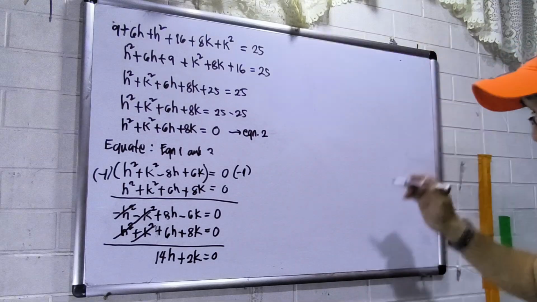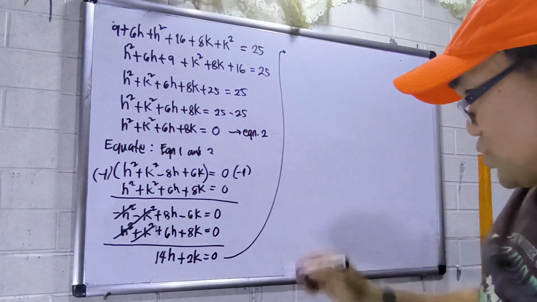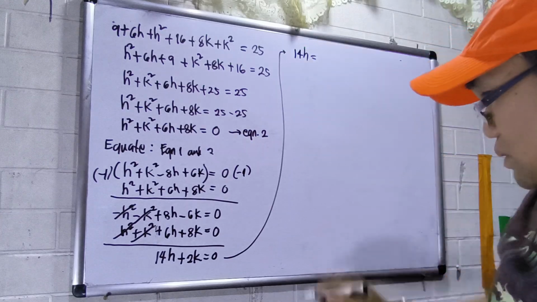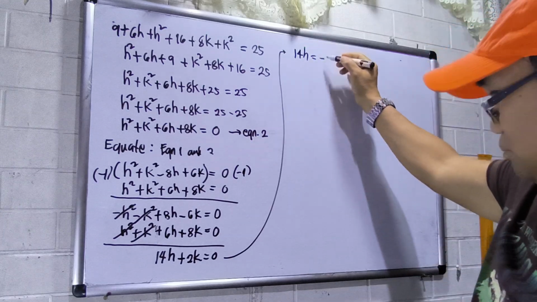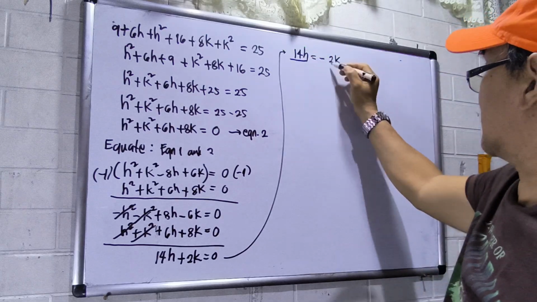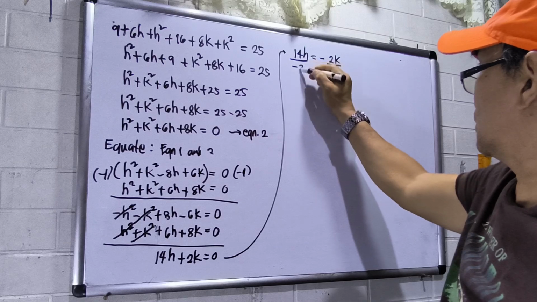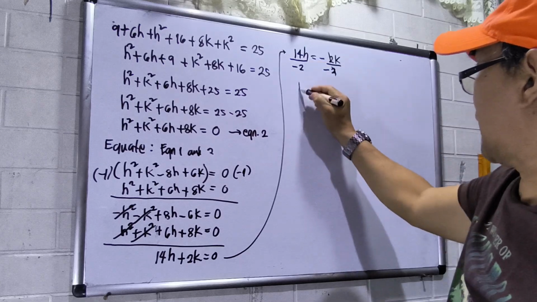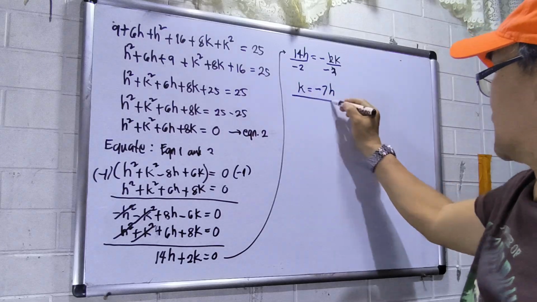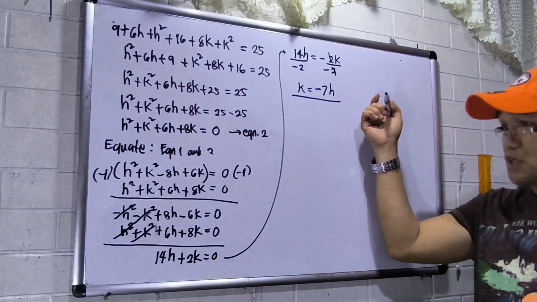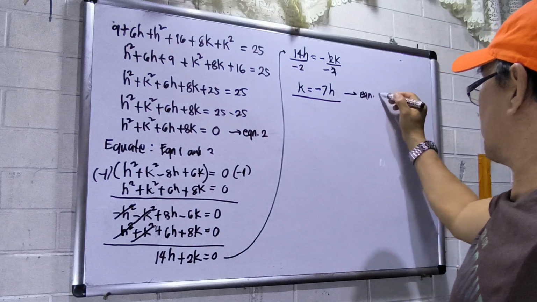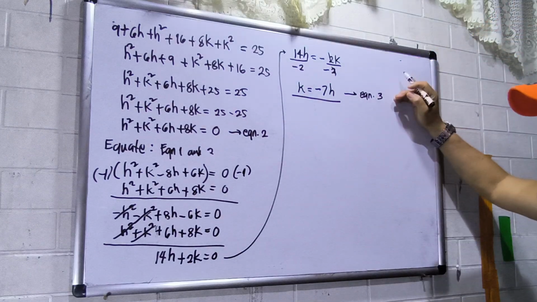Okay, solving for H, 14H is equal to negative 2K. And then divide both sides by negative 2. So I've got K is equal to negative 7H. And then this one will be substituted in the equation. So let's say this will be equation 3.